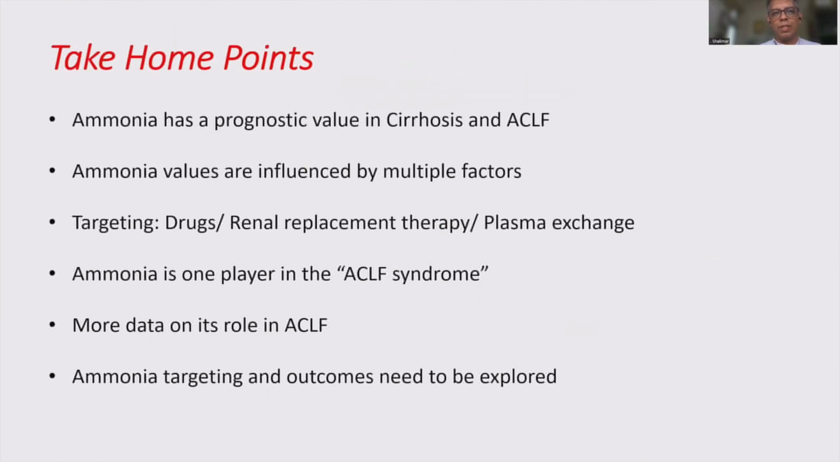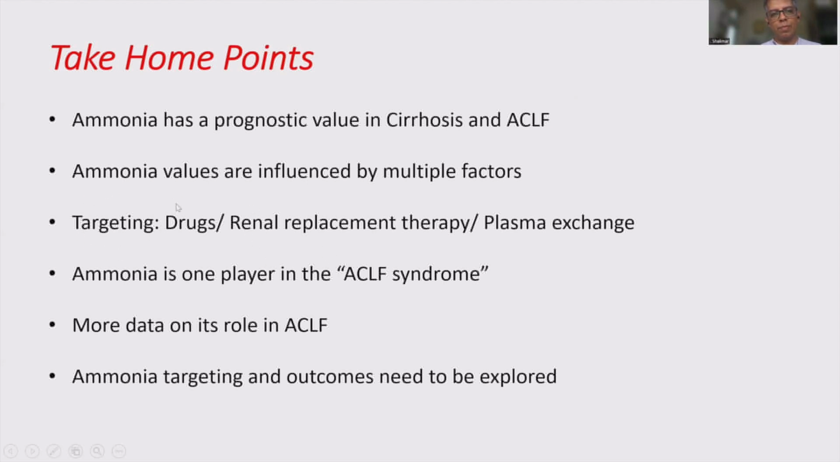So, ladies and gentlemen, I would like to conclude by stating that ammonia definitely has a prognostic value in patients with cirrhosis and acute and chronic liver failure, but we also need to keep in mind that ammonia values are affected by multiple factors, and these need to be kept in mind while interpreting a patient's ammonia value. A single value may have a role, but serial estimation has definitely been shown to be of utility in predicting outcomes.